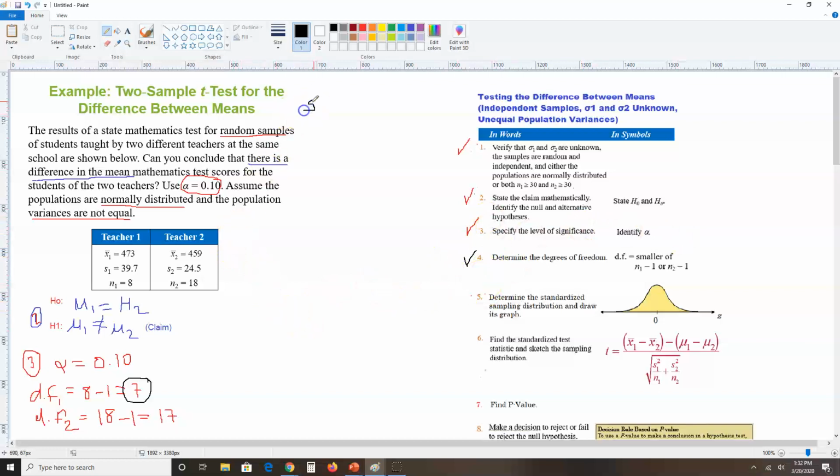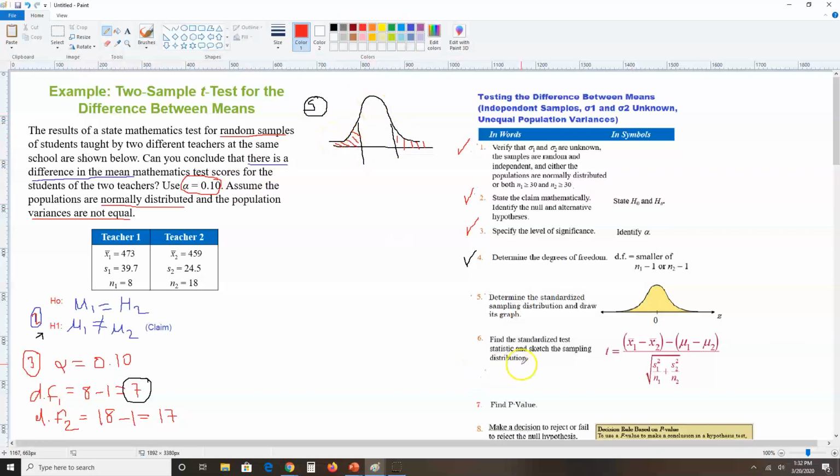Okay, so step 5, I'm going to do it up here. We're going to draw the picture. Here's the picture. Now I need to shade a tail, one tail or two tails. Who decides that? H1. And H1 has the not equal, so that means we're going to shade two tails. Okay, and that's what I'm doing now. Shading the left tail, and then I'm going to shade the right tail. And that's it. That's step number 5.